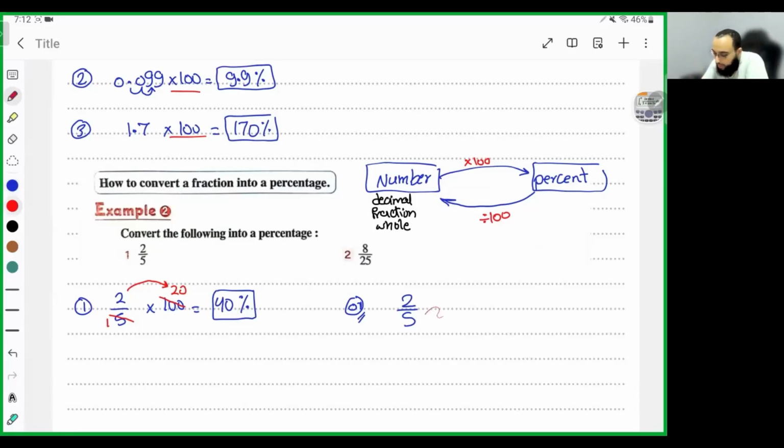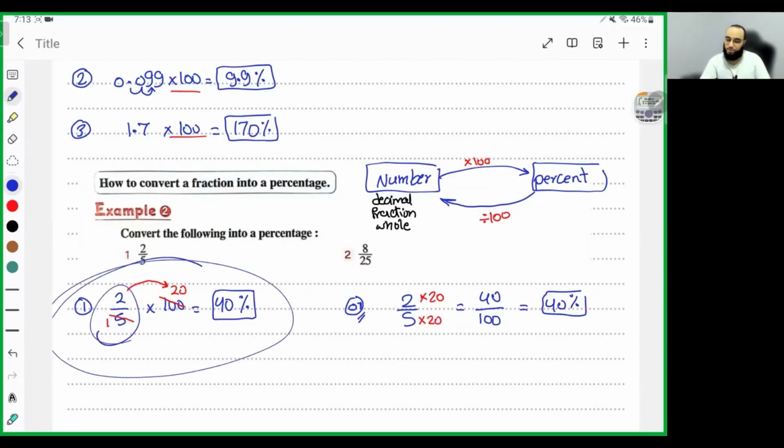Look, if I multiplied here by 20, but if you multiply it down by 20, you have to multiply up also by 20. It's going to be 40/100. 40/100 equals 40%. Both are correct. If you can convert the denominator into 100, then it's correct. If you want to multiply the fraction itself by 100 in one shot, it's also correct. But I think multiplying by 100 is easier.